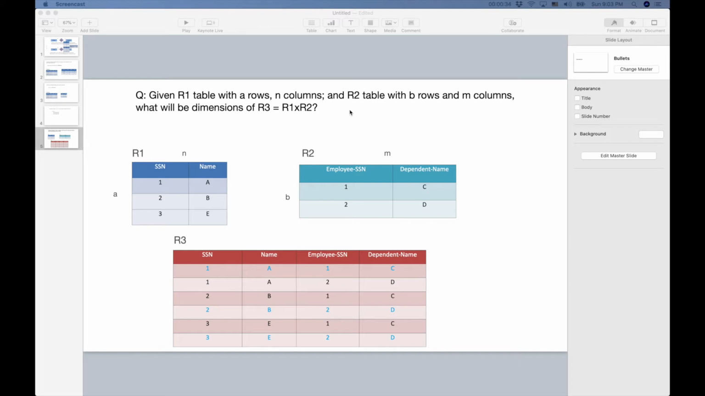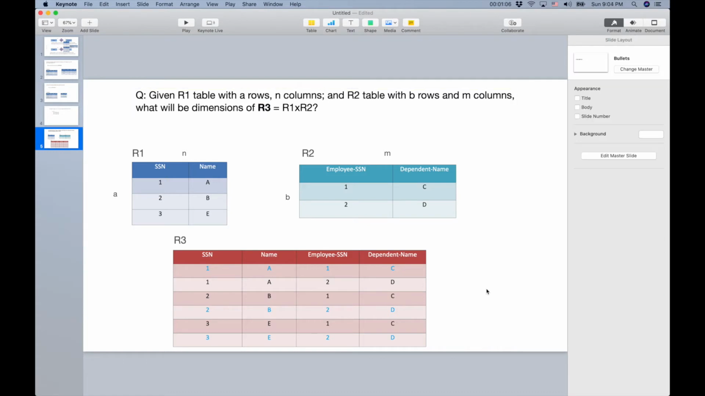And let's assume we have another relation table, R2. R2 has B rows and N columns. Then the question will be, what will be the dimensions or size of a new relation R3 equals R1 times R2? How many rows and how many columns will we have for R3? You can pause here if you want to think about this. We will release the answer very soon. I hope you have an answer ready on your papers, right?